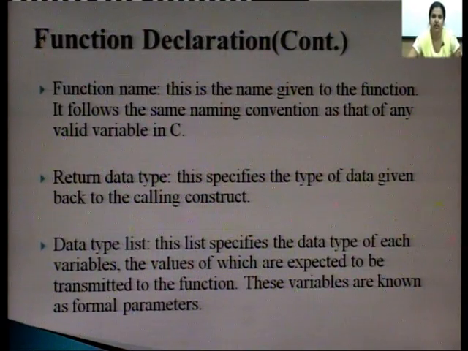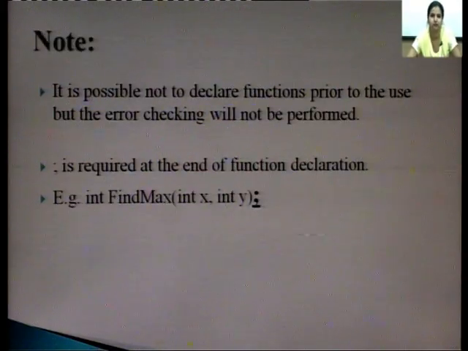Then comes the data type list. The list specifies the data type of each variable, the value of which are expected to be transmitted to the function. These variables are known as formal parameters. Some points to be noted here. It is possible not to declare a function prior to its use, but the error checking will not be performed.